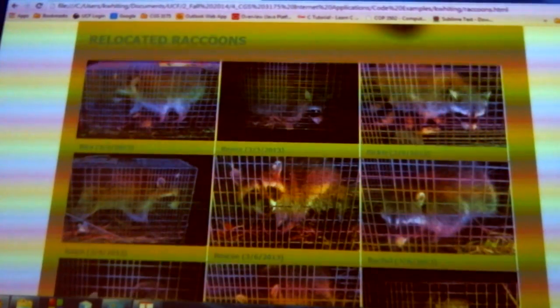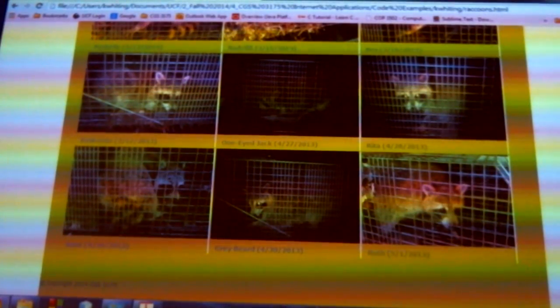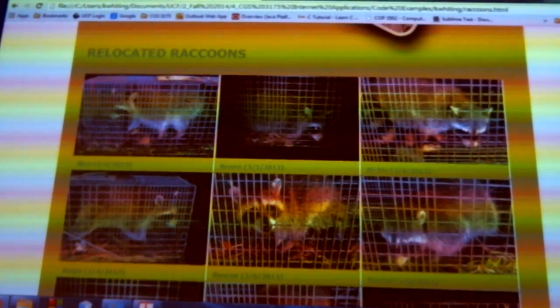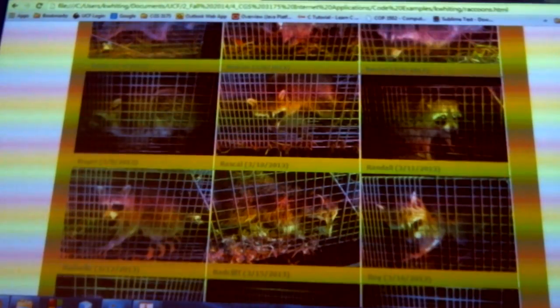So she is just a subset of my catalog of relocated raccoons. And I named them all. One of them I named Badass because it was so freaking happy.